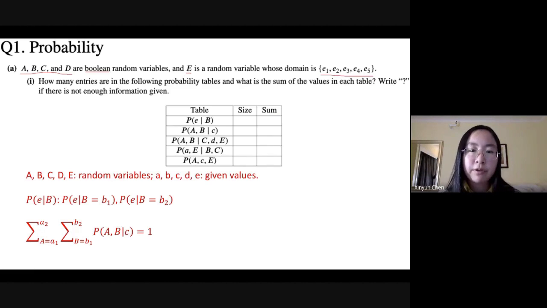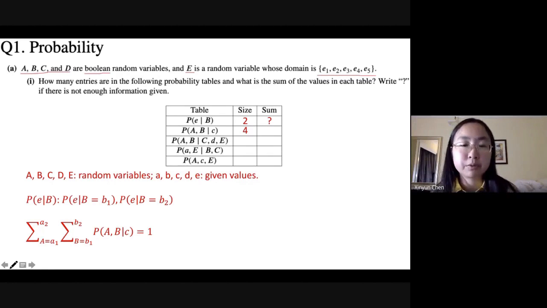As we discussed before, for the first probability table, its size is 2 because there are 2 assignments of the random variable B. Its sum is unknown. Then we can take a look at the size first, because the size of different probability tables only depends on the different assignments of the random variables. For the second probability table, both A and B could take 2 values. So the size of this probability table is 2 times 2, which is 4.